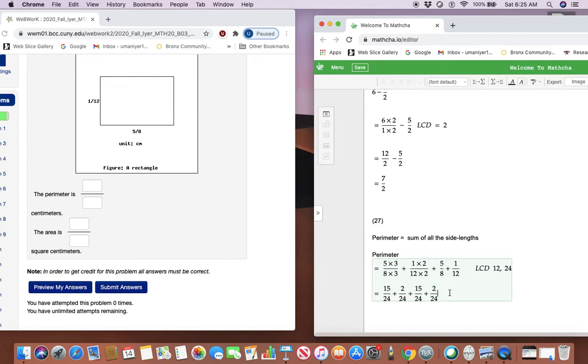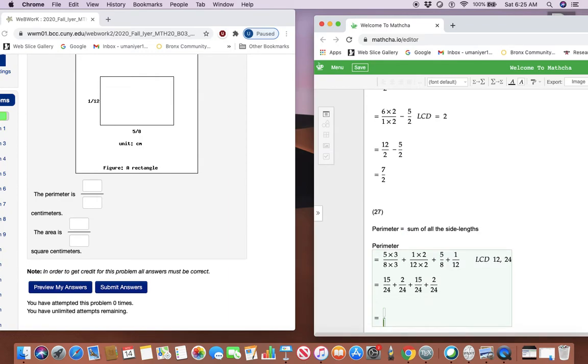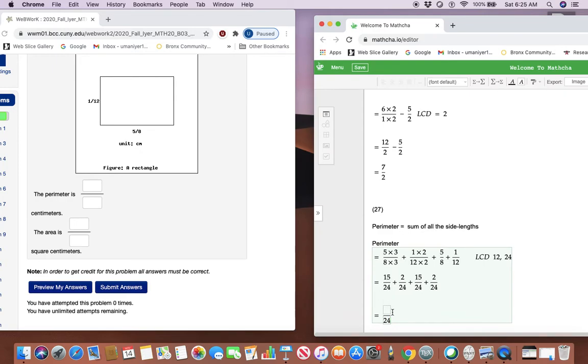Okay. So at this point we have a common denominator of 24. So that's good. Now let's look for the numerator. 15 plus 2, 17. 17 plus 15 is 32 plus 2 is 34.